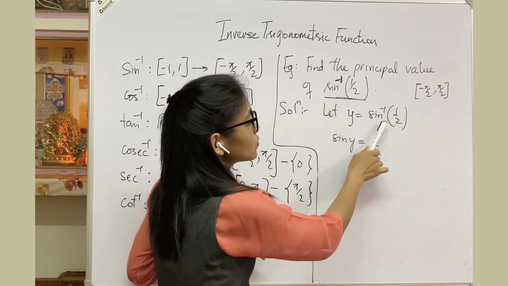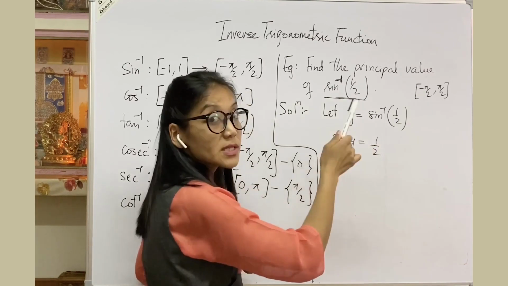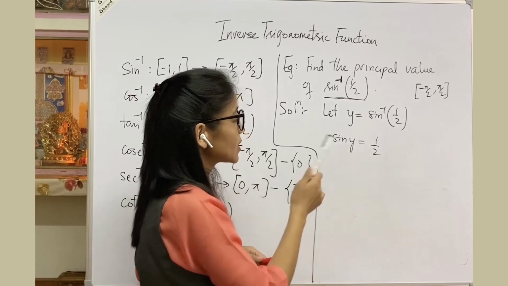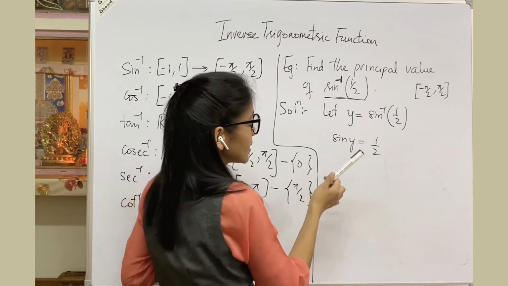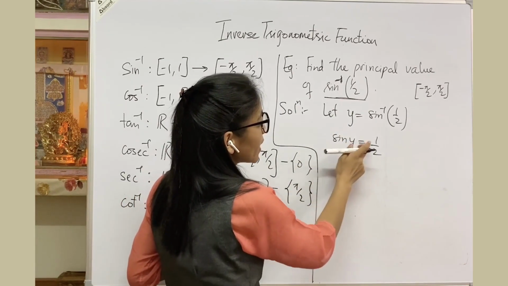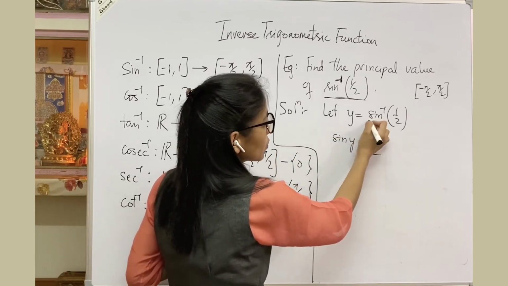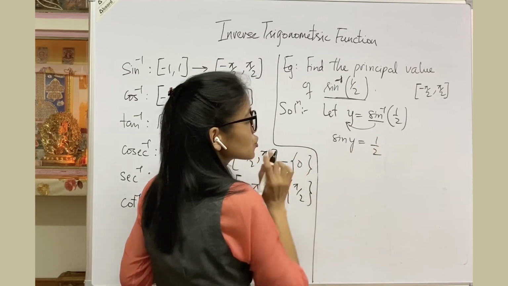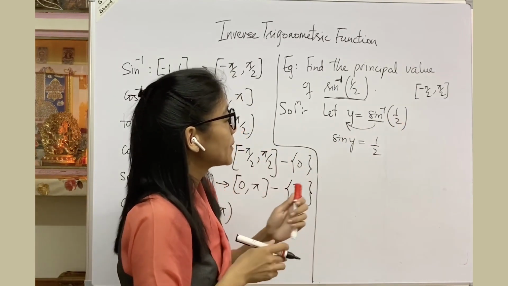When you have a sine inverse on the right hand side, and you transpose it to the other side, sine inverse will become sine. So in that way, you can try to understand it at this time, okay? So we get sine y is equals to half. We are taking this here, so we get sine y equals half.